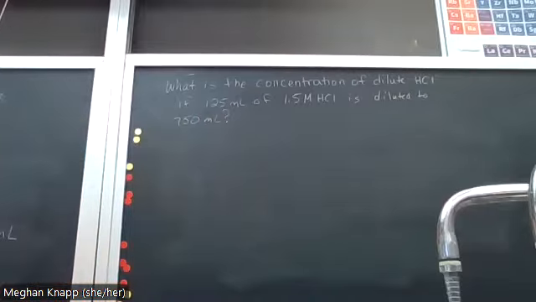Okay. What is the concentration of dilute HCl, hydrochloric acid, if 125 milliliters of 1.5 molar HCl is diluted to 750 milliliters?